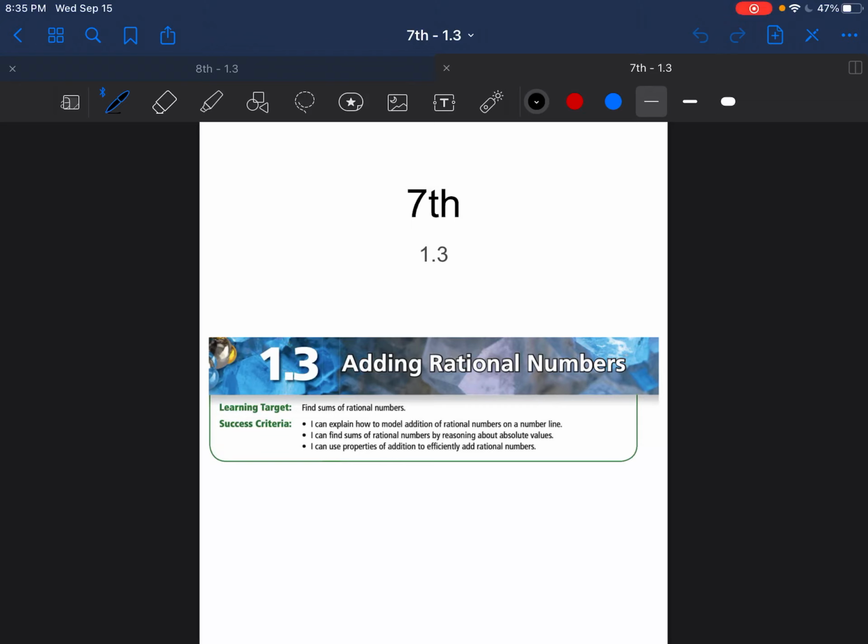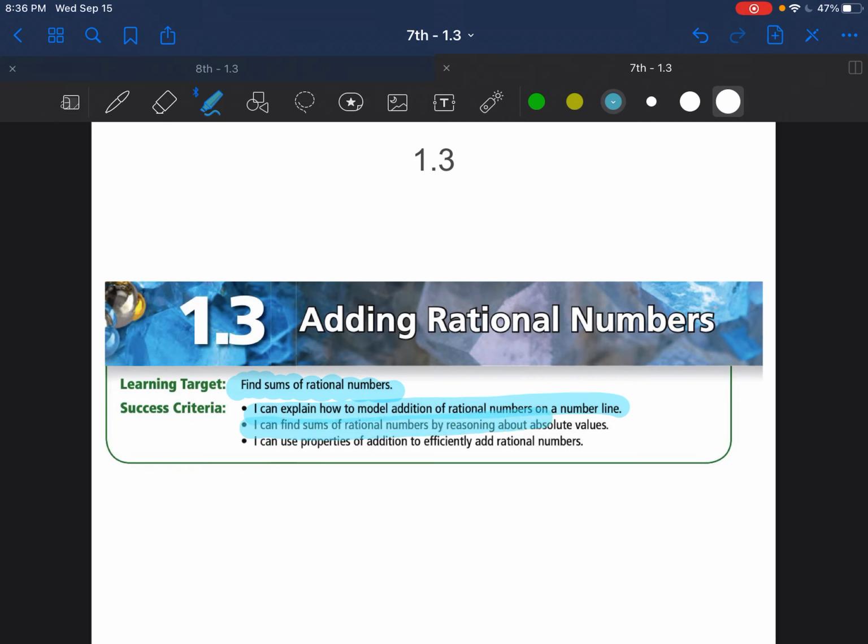Hello everyone, this is 7th grade, lesson 1.3, adding rational numbers. By the end of today, we should be able to find the sums of rational numbers. We'll be able to explain and model rational numbers on a number line, find sums of numbers using reasoning of absolute values, and then use properties of addition to efficiently add rational numbers.